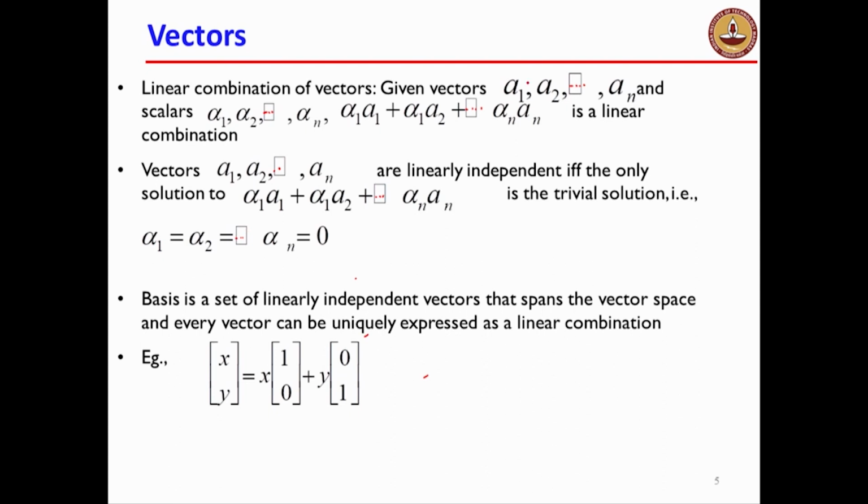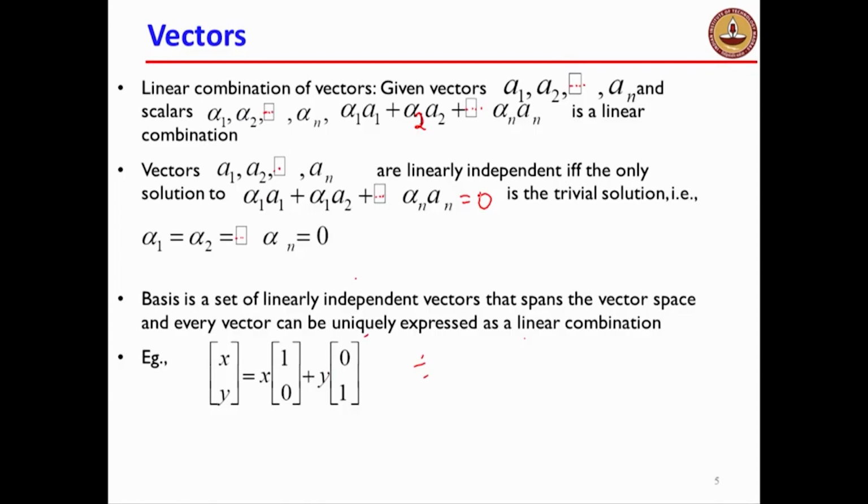Suppose I give you n vectors, where a1 is a vector, a2 is a vector, up to an, each of these is a vector, and I give you n scalars also, alpha 1, alpha 2, up to alpha n. Alpha 1 a1 plus alpha 2 a2, all the way up to alpha n an, is called a linear combination.